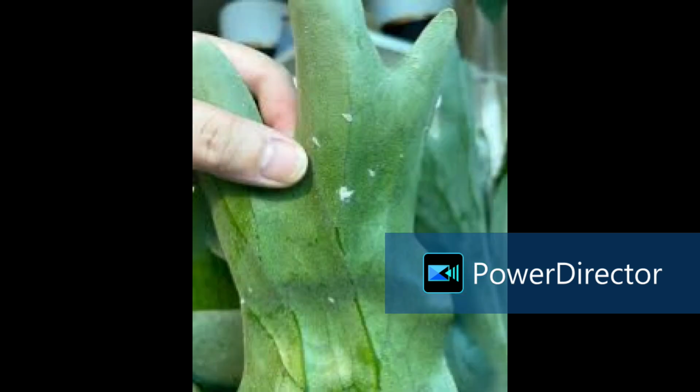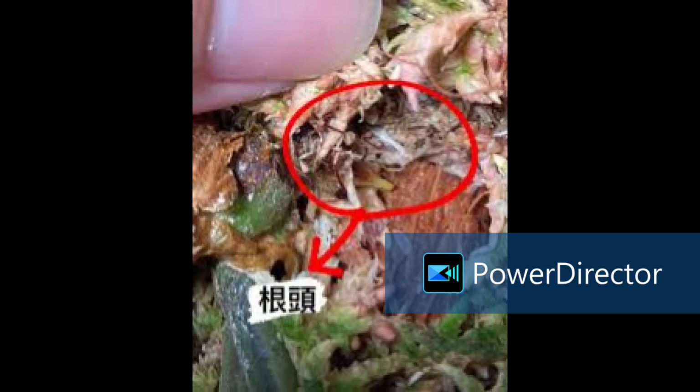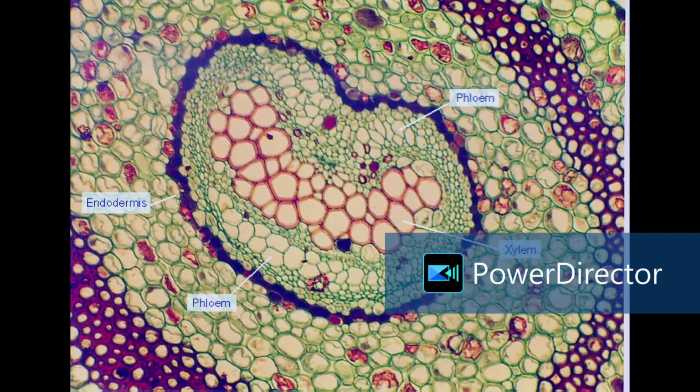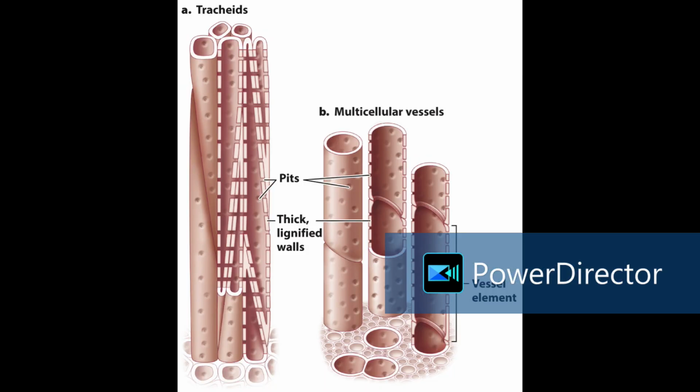Now, how does water move through the plant? Like most vascular plants, staghorn ferns absorb water through a simple fibrous root system. The water travels upward via xylem tissue, a hollow tube made of long dead cells called tracheids. These structures have tiny pores that allow water to move between cells, and strong, lignified walls.